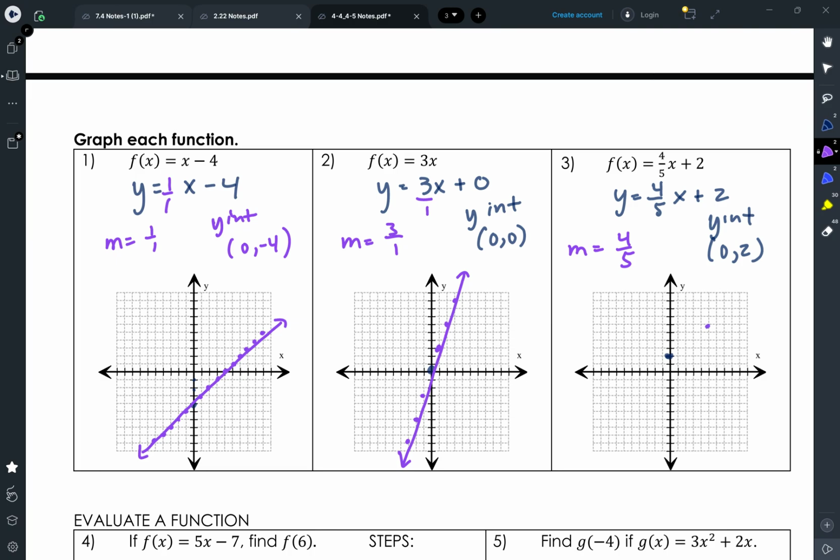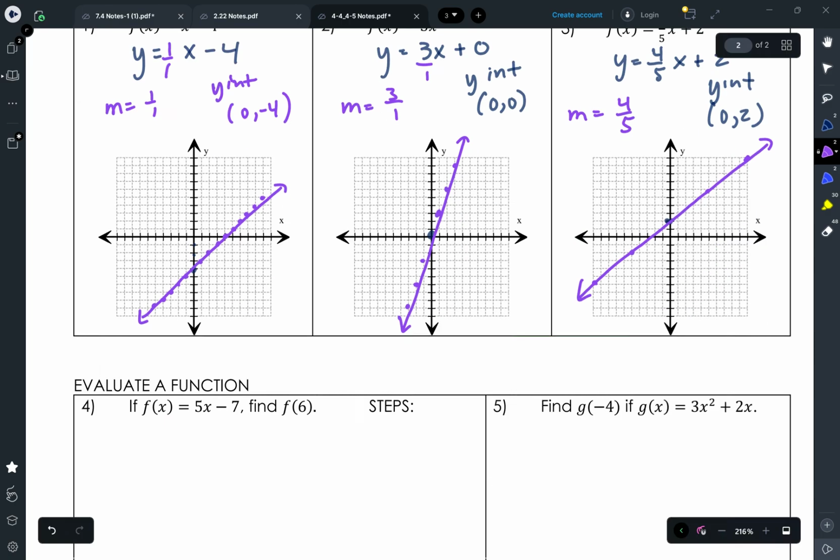I think that's right. I'm having a hard time counting this out and seeing today. 1, 2, 3, 4. I think it's right here. 1, 2, 3, 4, 5. All right, there we go.